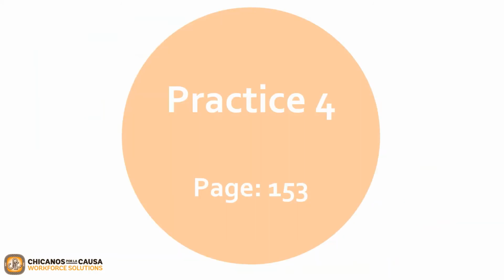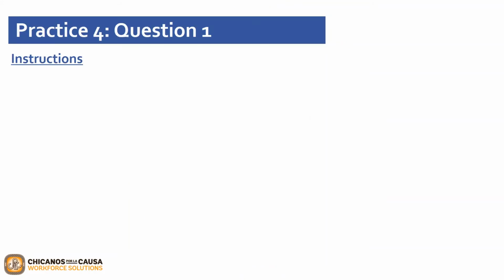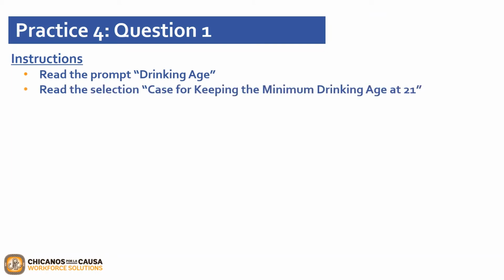It's your turn to practice. Thus, let's go to practice 4 found on page 153. At this time, please pause the video and read the prompt, drinking age. Read the selection, case for keeping the minimum drinking age at 21, and read the writer's conclusion. When you're ready to restart, click play.